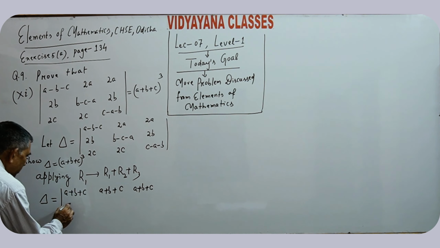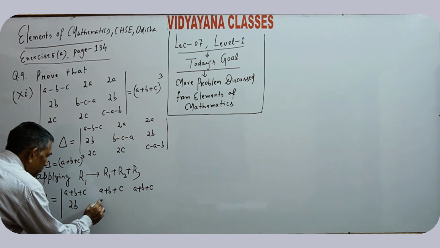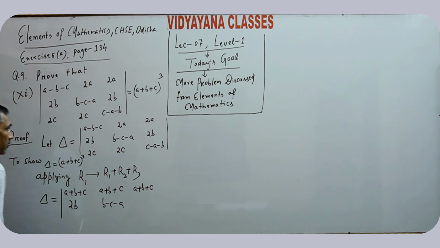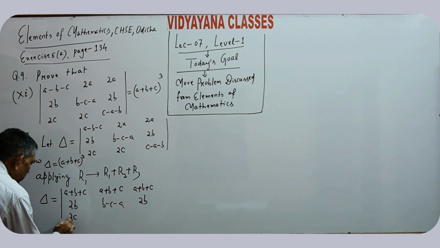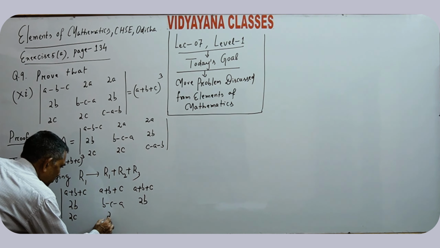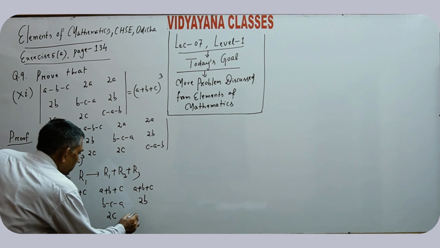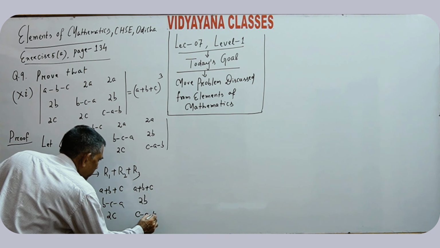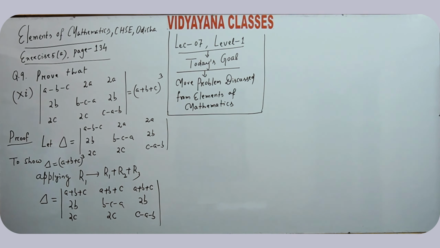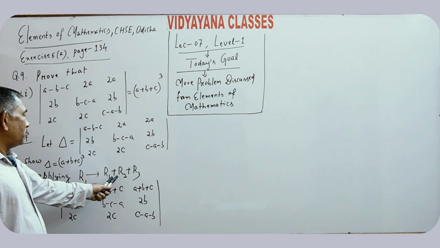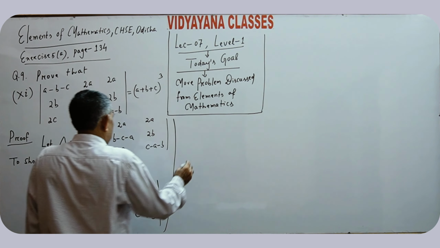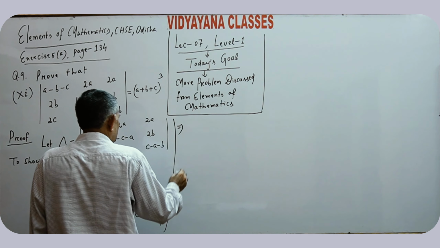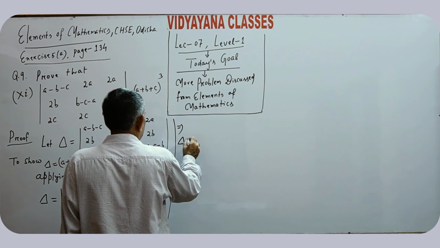Row 2 remains same: 2b, b minus c minus a, 2b. Row 3 remains same: 2c, 2c, c minus a minus b. Clear? Applying row 1 replaced by row 1 plus row 2 plus row 3 implies del is the determinant.